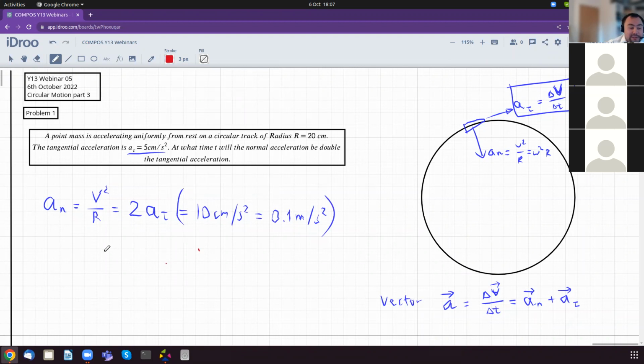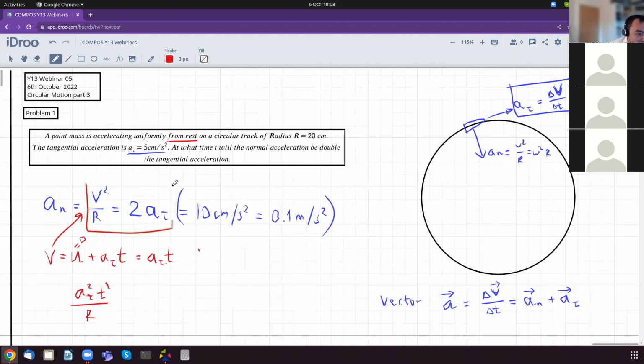Now, velocity is very easy. You can use SUVAT to find the speed along the track: v equals u plus tangential acceleration times t. From rest, so initial speed is zero. So that is a tangential times time. And we plug that into here. So we get a tangential squared t squared divided by r. We are using this equation, and that is equal to 2a tau.